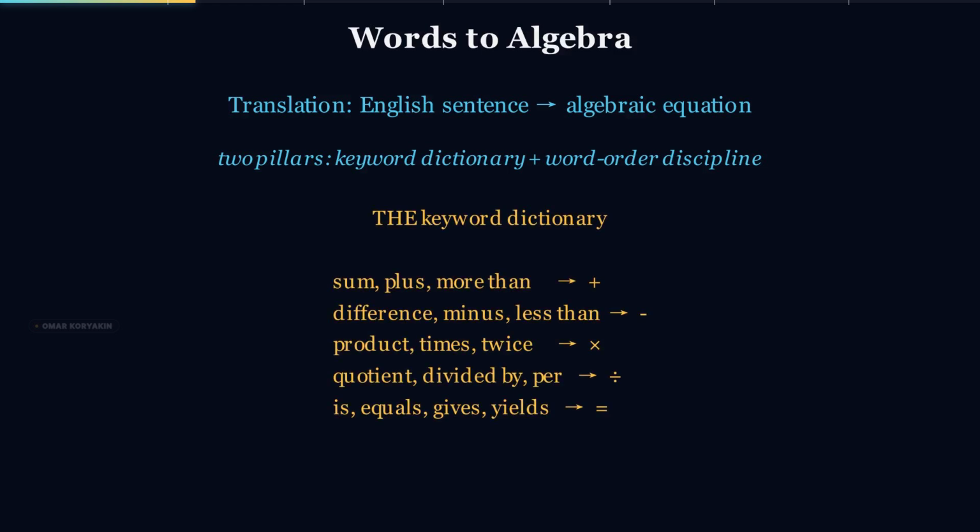Here is the keyword dictionary. Plus, sum, more than, increased by, added to all mean addition. Minus, difference, less than, decreased by, subtracted from all mean subtraction. Times, product, twice, doubled, tripled all mean multiplication. Divided by, quotient, per, ratio all mean division. Is, equals, gives, yields, results in all mean the equals sign. Memorize the dictionary so the recognition is automatic the moment you read a problem.